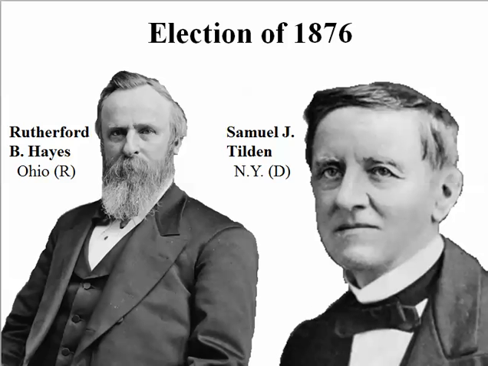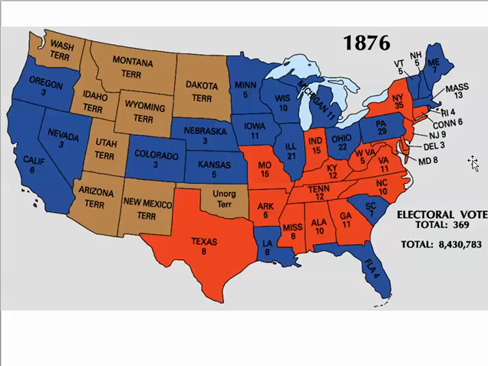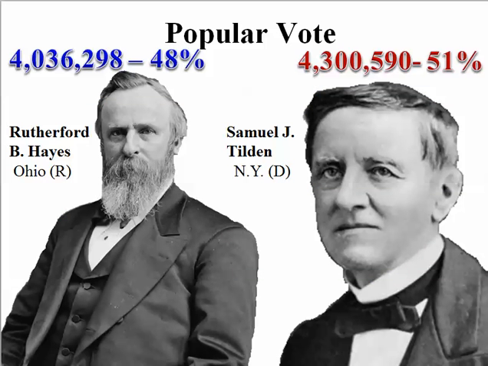Alright, so in 1876 there was an election, and in this election the total popular vote was 8,430,783. That was the total popular vote when all the election counts came in. And in the popular vote, Rutherford B. Hayes received 4,036,289 votes, with 48% of the popular vote. And then Samuel J. Tilden, the Democrat, received 4,300,590 votes for 51% of the vote.